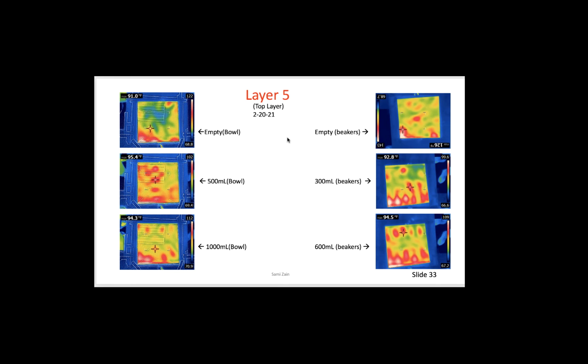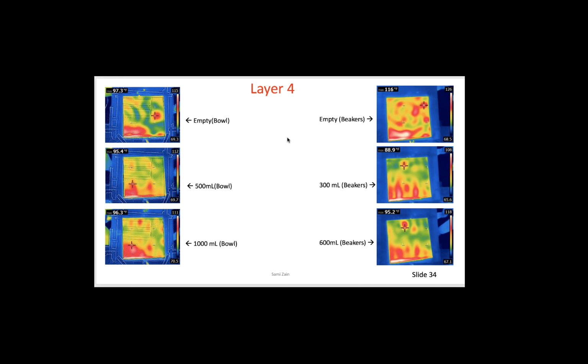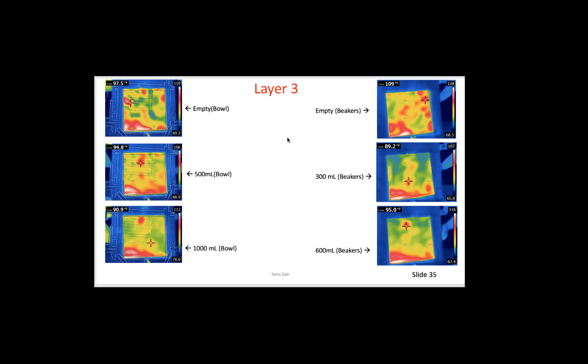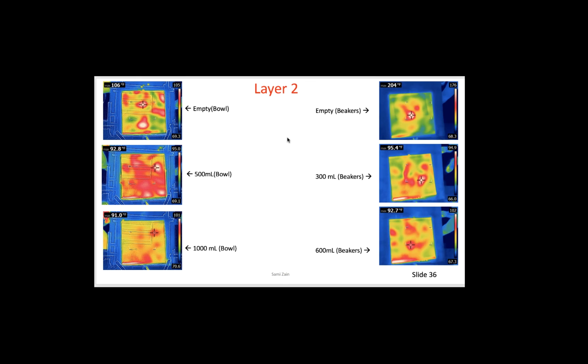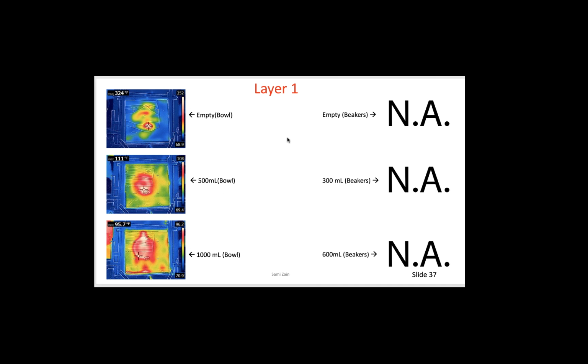Now, let's look at layer 4 on slide 34. Again, these patterns seem to be very similar to each other. Next, let's see what happens to layer 3 on slide 35. Layer 3, just like layers 5 and 4, seem to be very similar to each other. Please go to slide 36 where we will observe layer 2. Something interesting is happening with this layer. These patterns do not seem to be similar to each other. This is very interesting. Now let's see what happens with layer 1 on slide 37.